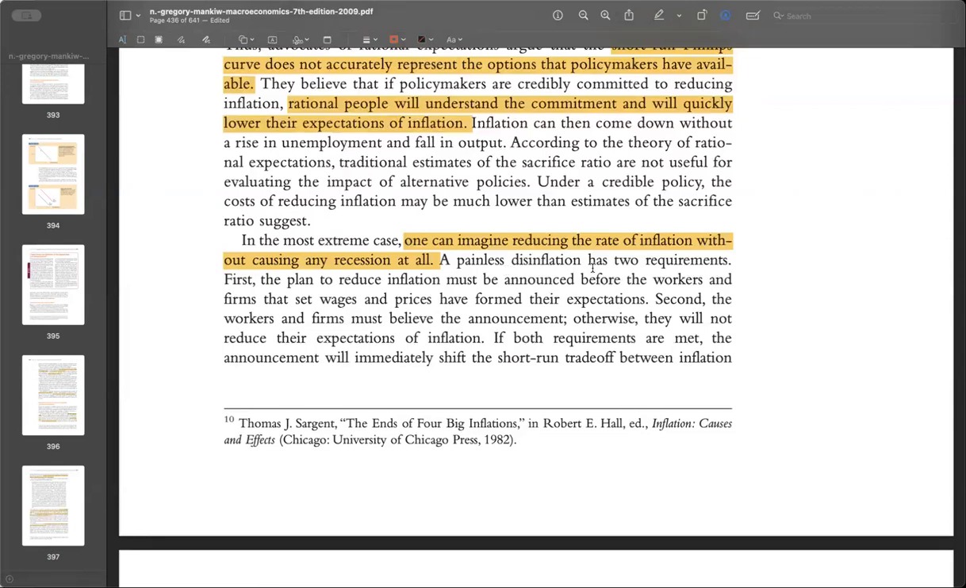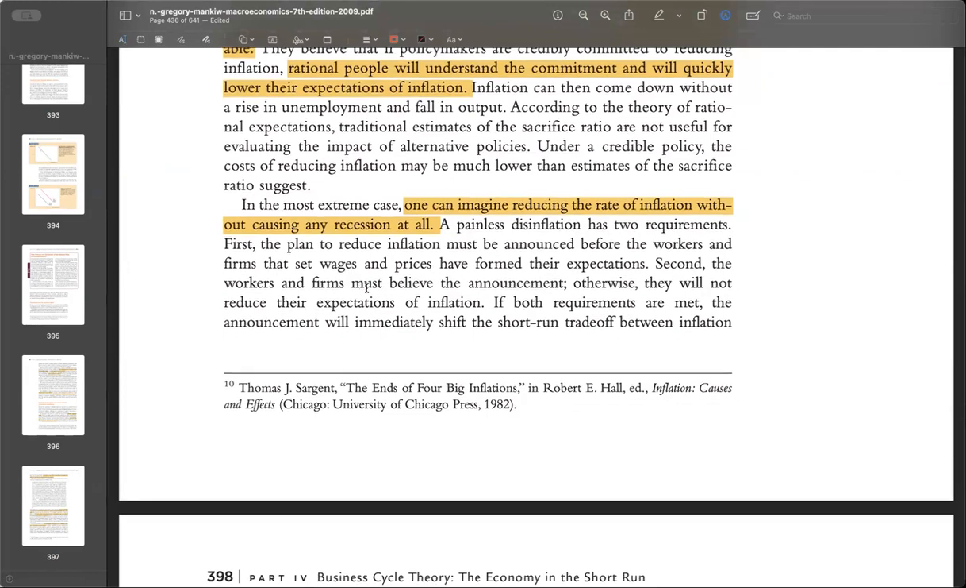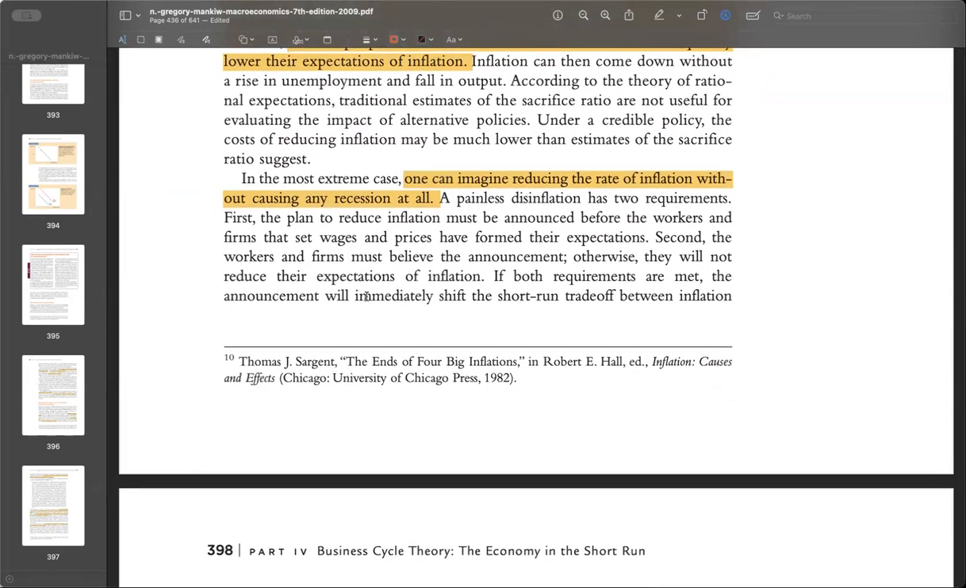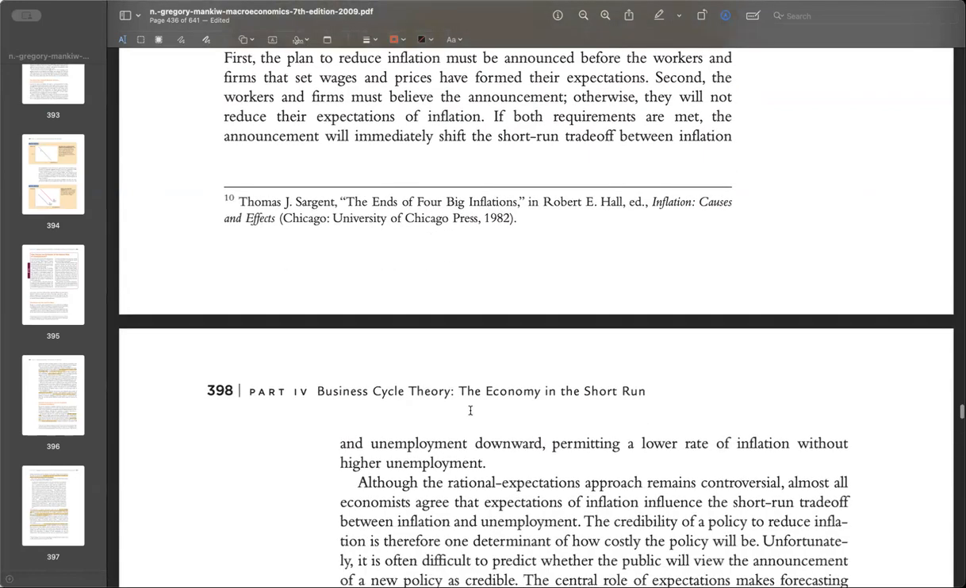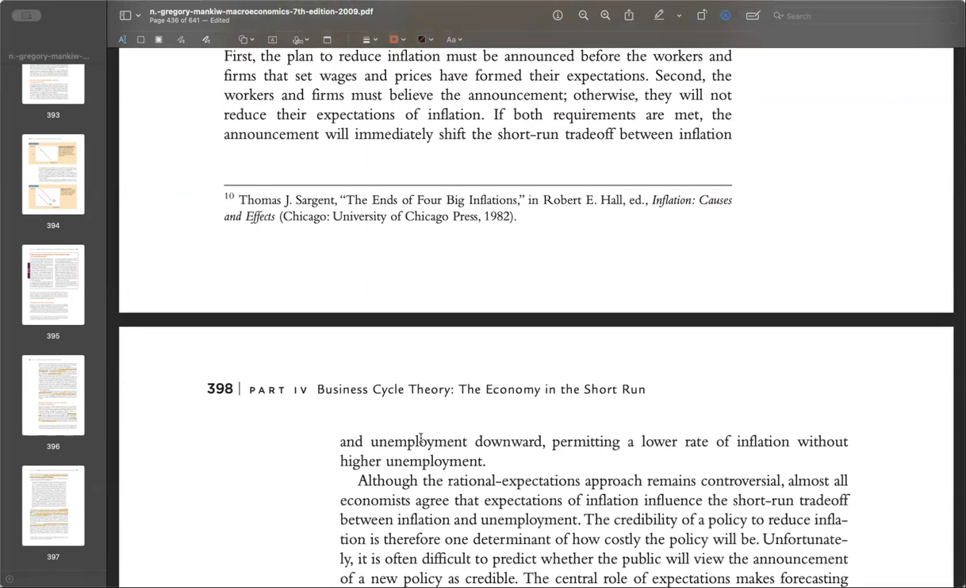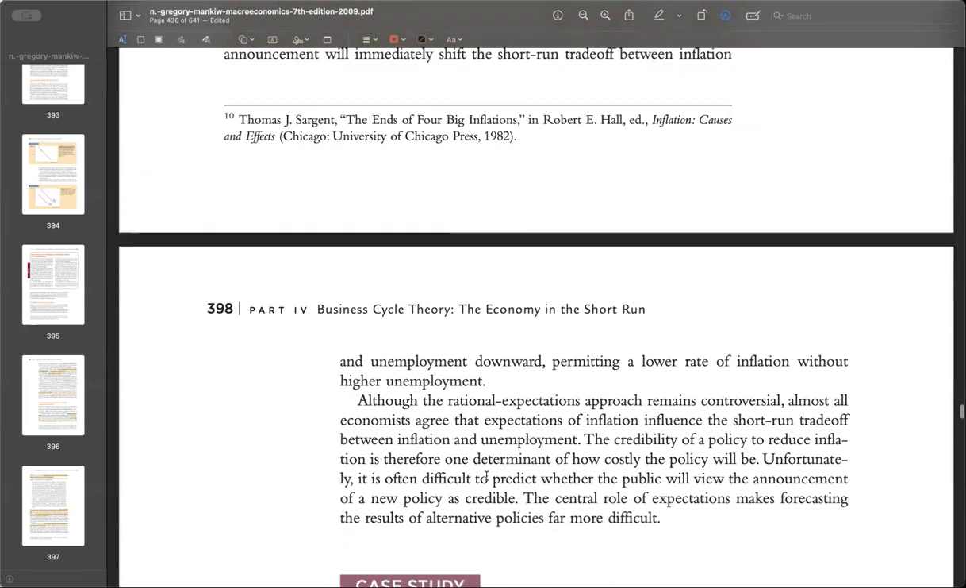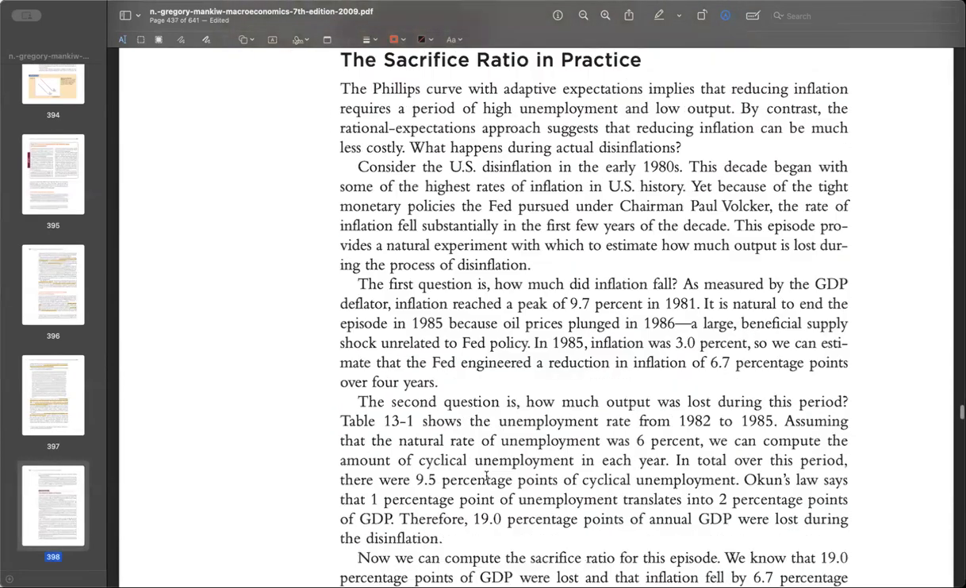So this has two requirements. First, it must be announced before wages and prices have formed their expectations. Second, firms and workers must believe the announcement. If both requirements are met, then the announcement will immediately shift the short-run trade-off between inflation and unemployment. That means it will affect expected inflation, and it will lower that expected inflation and allow for a lower rate of inflation without higher unemployment. All right.